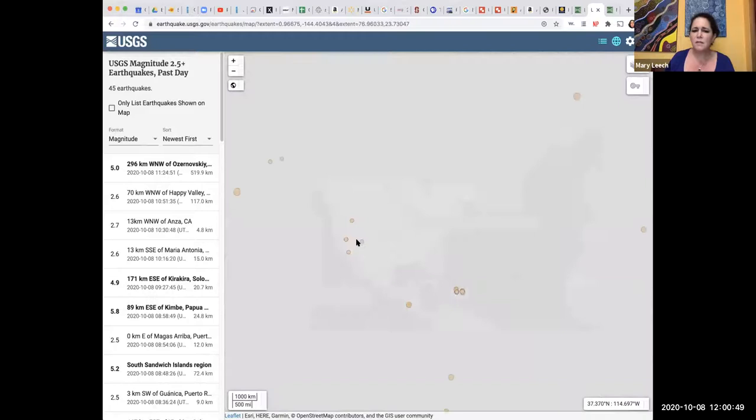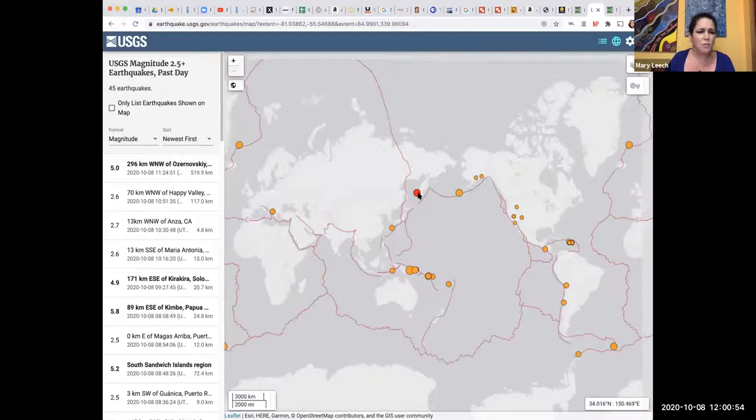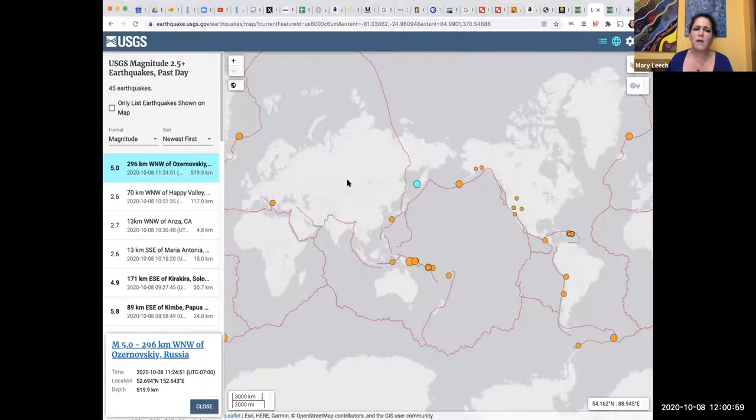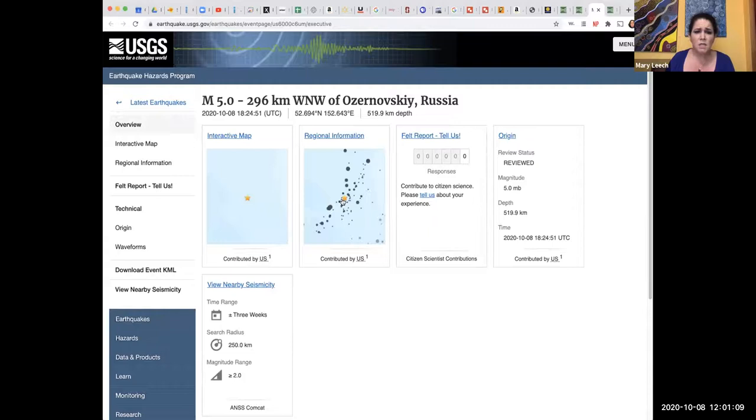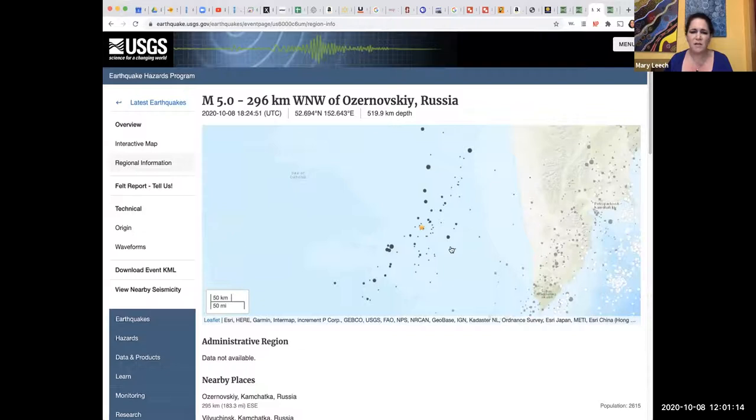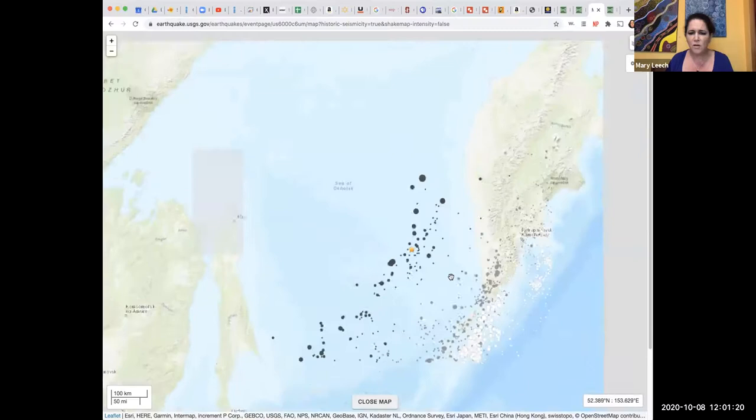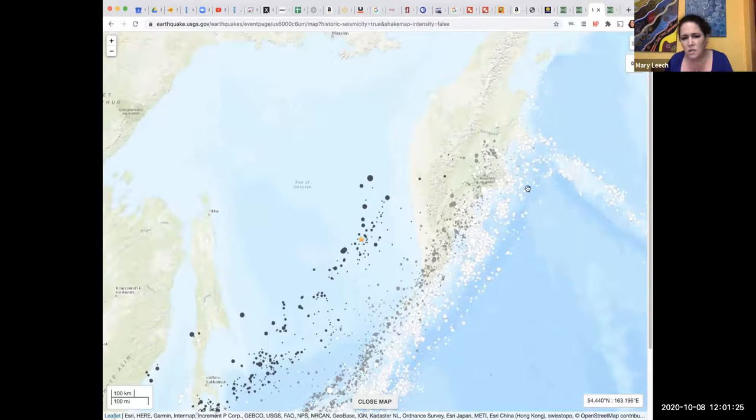So this is global information. I think the red are the most recent, and the size of the circle corresponds to the Richter magnitude. So here's a 5.0 on the Kamchatka Peninsula. This is another subduction zone. Regional information. This is showing you the seismicity all around this area. It's just littered with earthquakes. You can zoom out. There are all your earthquakes. Here's the trench. That's the subduction trench.